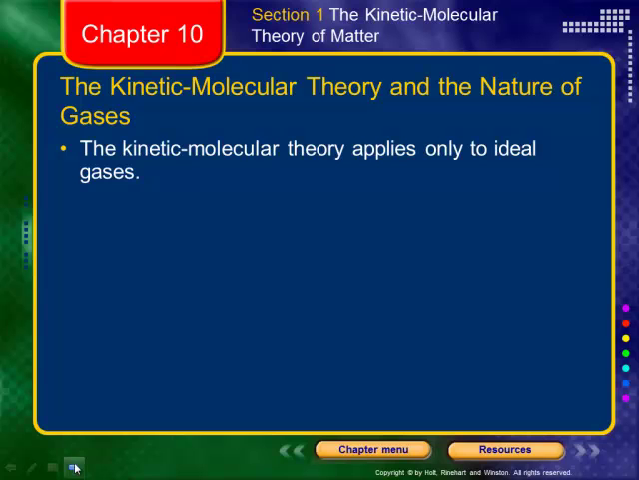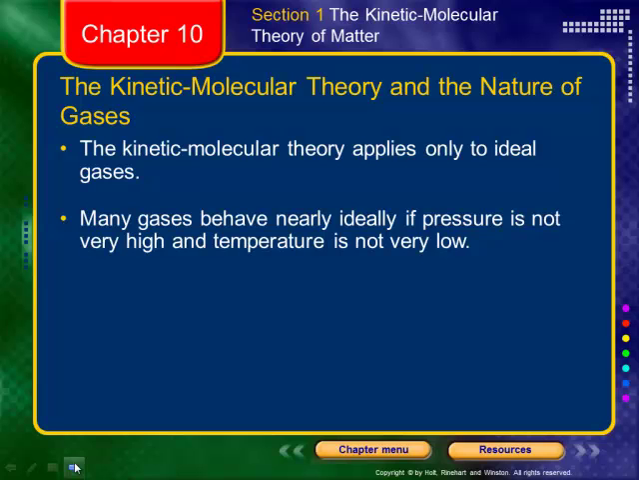Now, the kinetic molecular theory actually only applies to ideal gases. However, as I said before, many gases behave nearly like ideal gases if the pressure is not very high, in other words, at low pressures, and if the temperature is not very low. So at low pressure and high temperature, gases behave like an ideal gas. And so our description of an ideal gas is fairly good for most gases over most of the range of temperatures with which we are familiar.